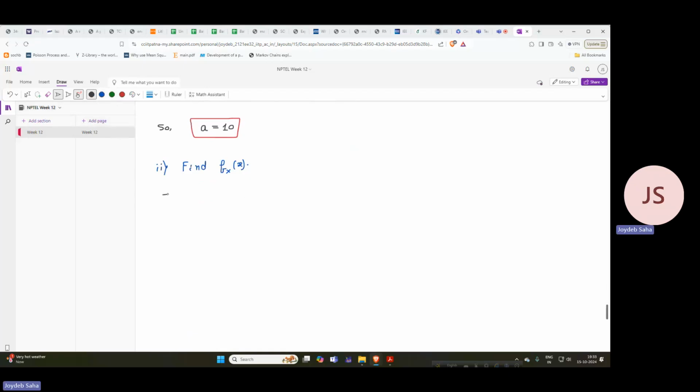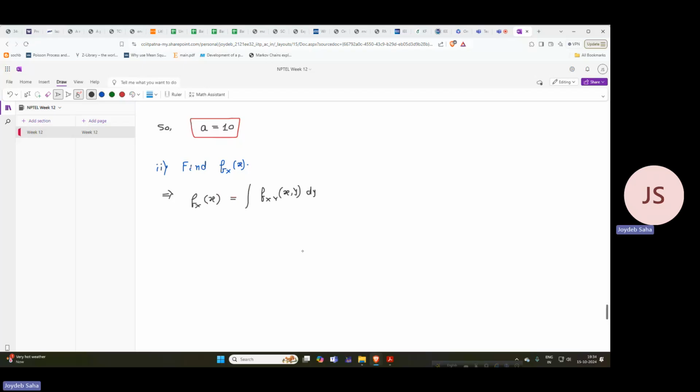Then how to calculate f of X? Let us try to solve. F of X is the marginal density of X, right? So we can write the integral of f of x, y dy.